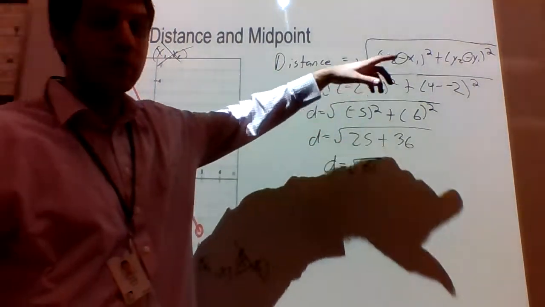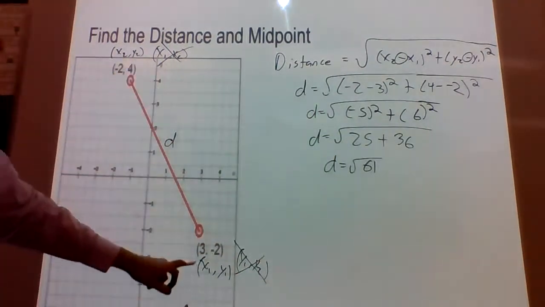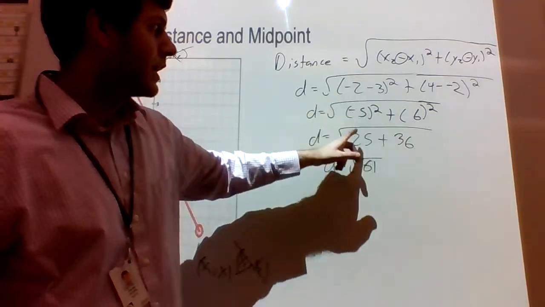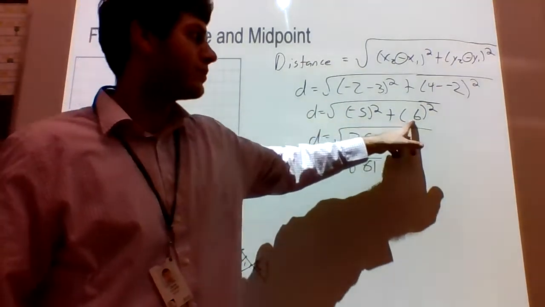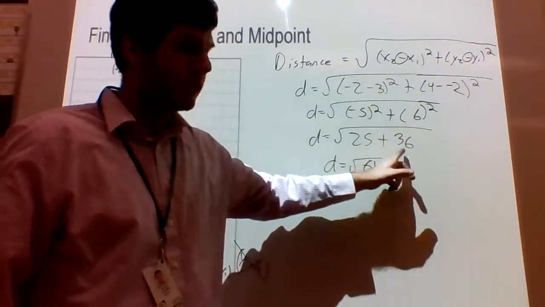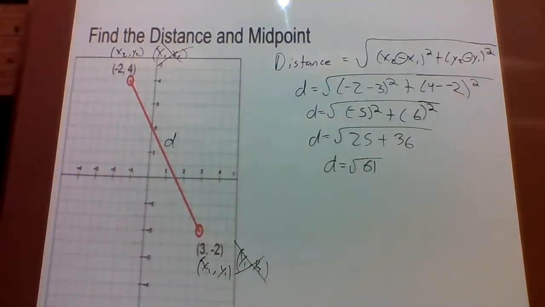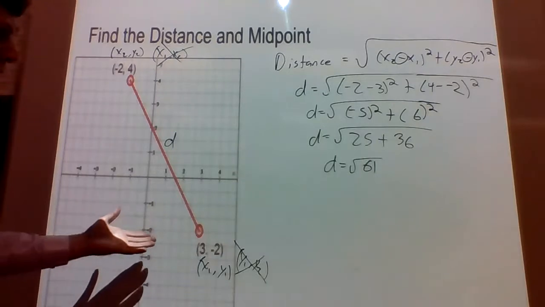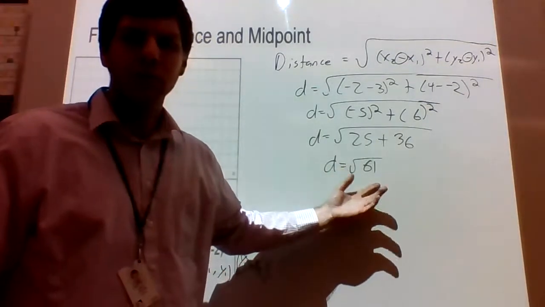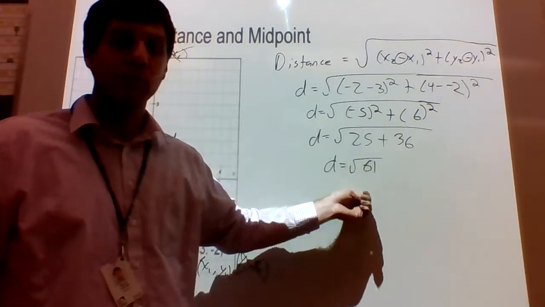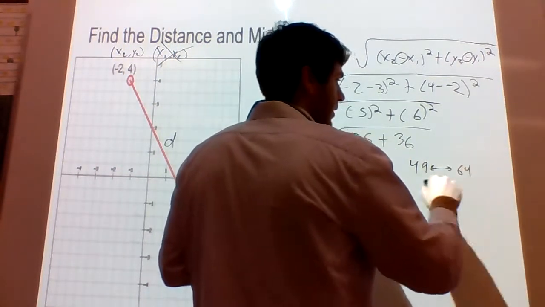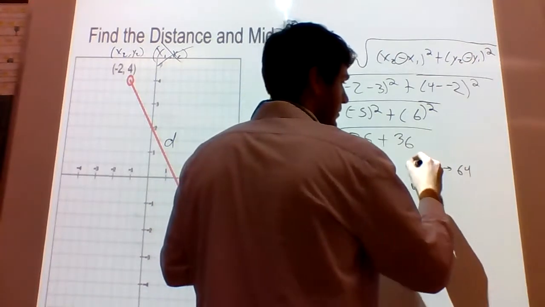If you would have done it reverse, you would have made this x1, y1 and this x2, y2. You would end up with a positive 5 squared and a negative 6 squared, but either way, when you square them, it's going to be 25 plus 36. So that's why it doesn't matter which one you pick as your first point and which one you pick as your second point. If we just want to check our answer, we can check exactly, but what perfect square is it between? It's between 49 and 64. Square root of 49 is 7.